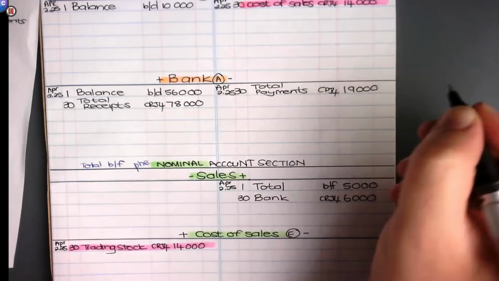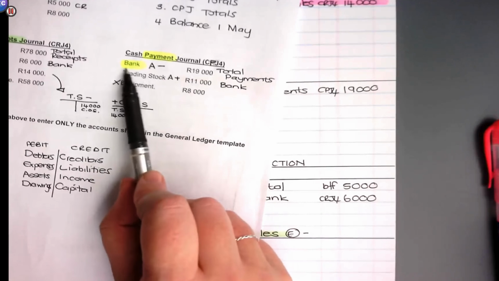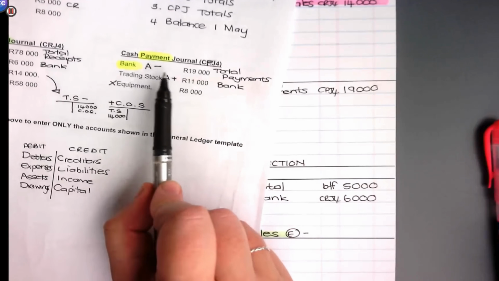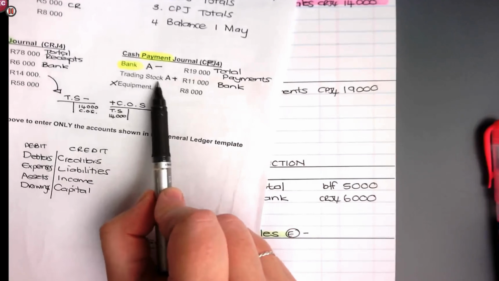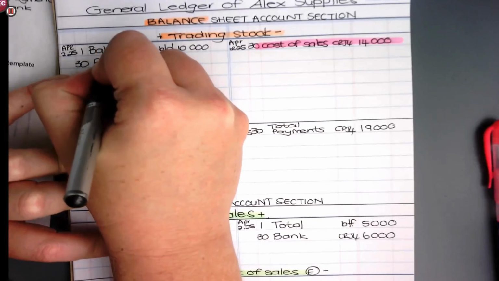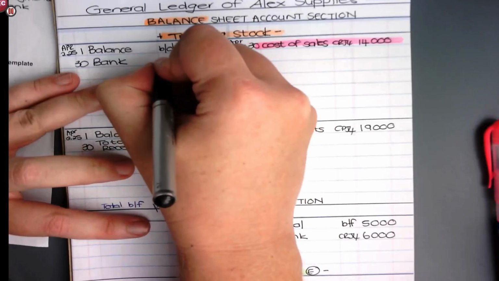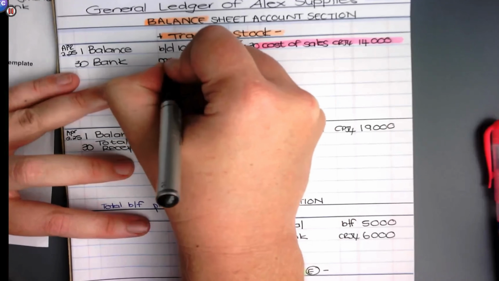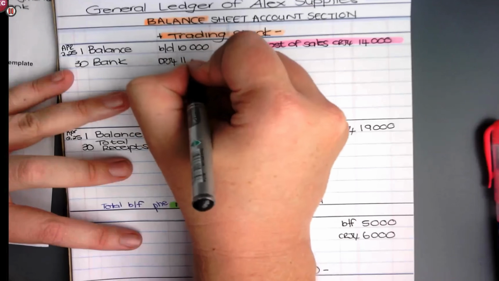Okay. Then essentially everything that you paid for is going to go on the debit side. Because most of the time you're buying assets or you're paying for expenses, and both of those go on the debit side according to DEAD CLIC. Okay, so trading stock you've now paid for, so it's increased. And what account has it affected when you bought that trading stock? It affected your bank. So it's CPJ4 of 11,000.